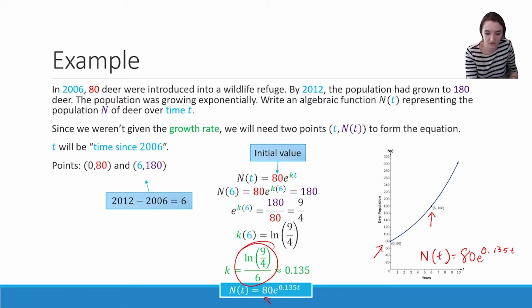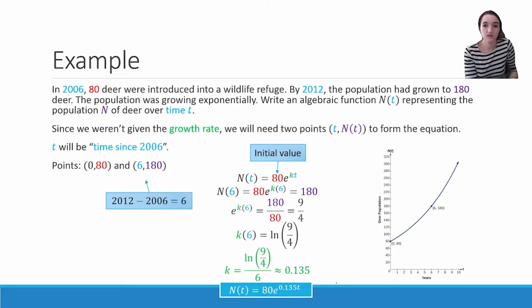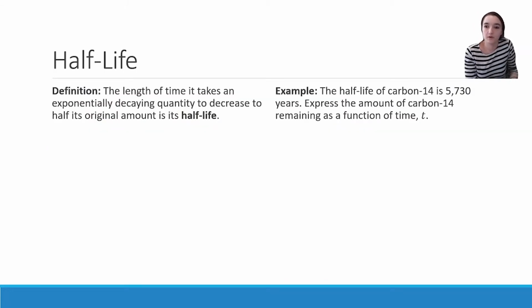So if you're not giving this as your final answer, you haven't actually finished the problem. Like if you just give me k, that's not the final answer. The final answer is that function. Now, a very specific type of problem you can run into is called a half-life problem. We're going to see a couple of specific types of problems that come up quite often.